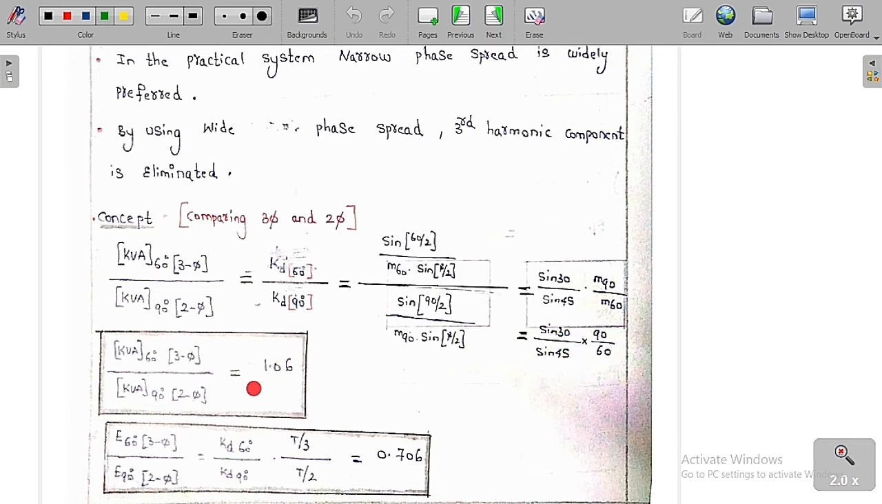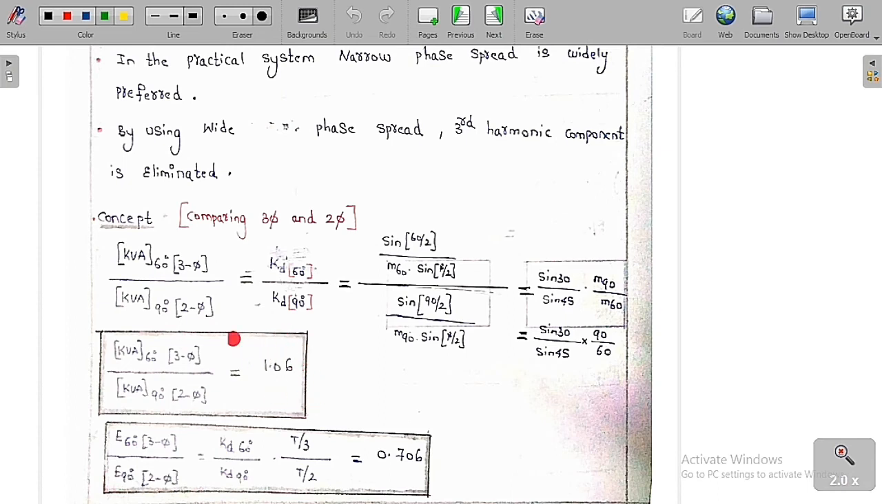If you simplify, we are going to get 1.06. So simply we can say that this ratio is equal to 1.06. It indicates that the kVA rating in a three-phase system is always higher when compared to a two-phase system. This is the meaning of this. So if you go for a three-phase connection, the amount of kVA you are going to get is higher when compared to the kVA of a two-phase system. So its ratio is equal to 1.06.